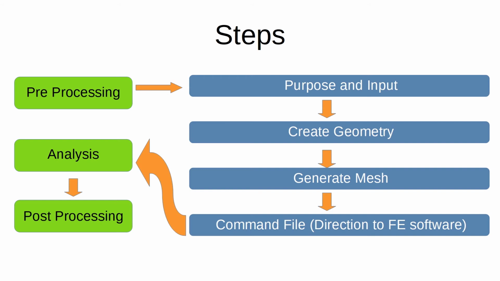The next step in pre-processing is creating the geometric model. This model can be a one-dimensional, two-dimensional, three-dimensional model, or it can be an axisymmetric or a shell model. This geometry can be created in Salome Meca's geometry module. The next step in pre-processing is generating a mesh file. These meshes can be a tetrahedral mesh, a hexahedral mesh, or it can be as simple as a shell or a beam element. Meshes can be generated in Salome Meca's mesh module.